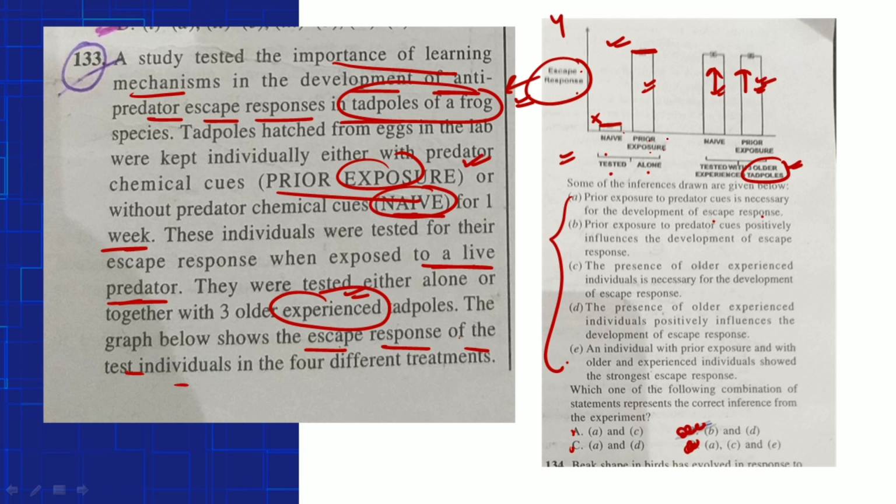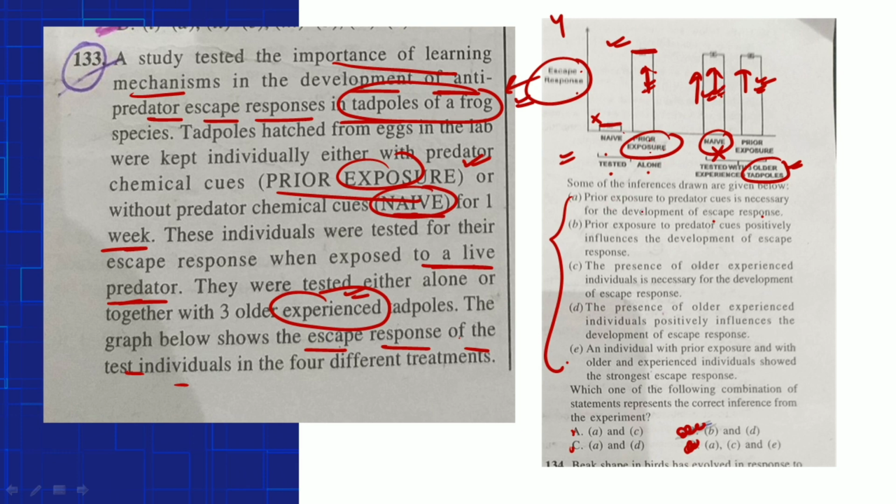So in the first case, when the prior exposure was there, there was a high response. And in the second one, which had no prior exposure but was tested with the experienced tadpole, they also showed a higher response. So now let's understand the observations and get the answer.